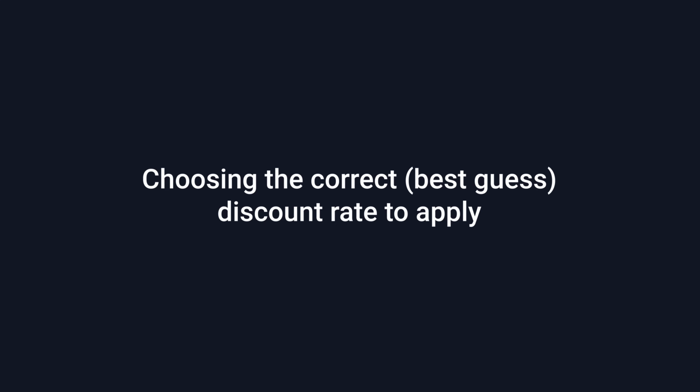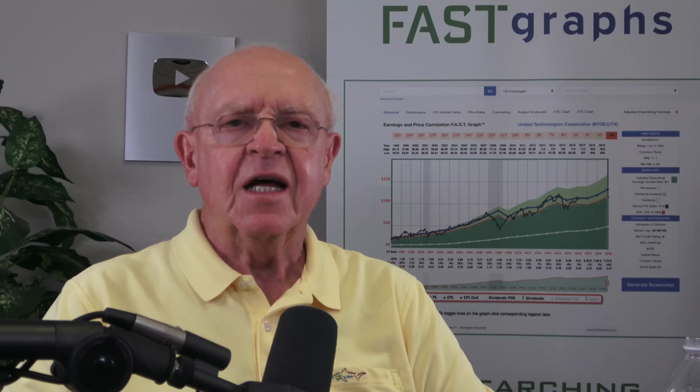Moreover, the next most critical input is in choosing the correct or best guess discount rate to apply. Unfortunately, no precise values are available. Instead, practitioners must rely on making the most reasonable assumptions and/or estimates for these critical inputs that they can. In part 2 of this series, I talked extensively about estimating future growth rates. In this part 3, my focus will turn to discussing the proper discount rate to input into our formulas.